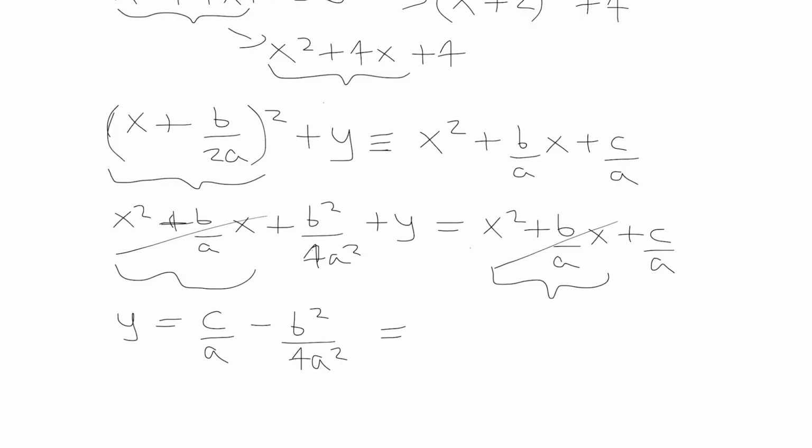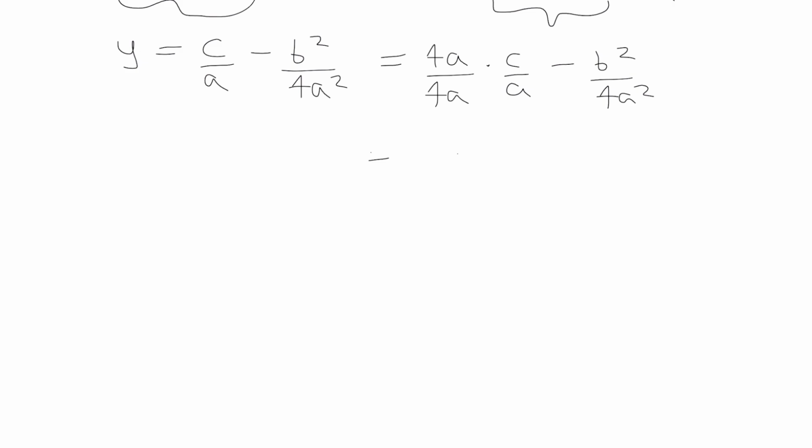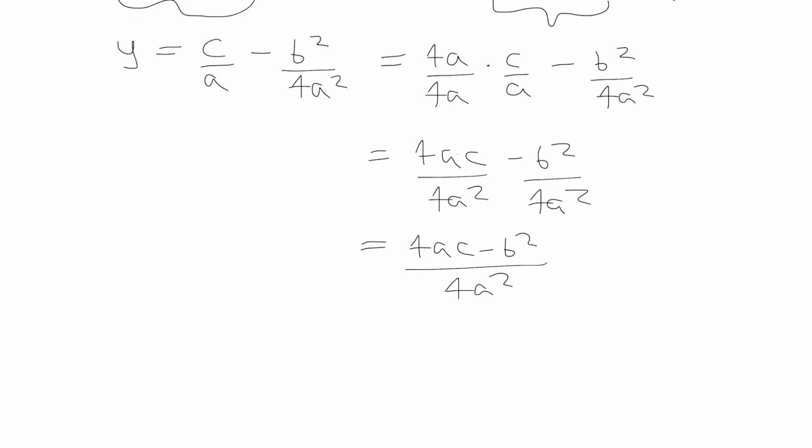So if we multiply top and bottom of c over a by 4a, let me just write that out to be explicit. So we multiply 4a over 4a times c over a minus b squared over 4a squared. This is going to give us 4ac over 4a squared minus b squared over 4a squared. And now that we have the same denominator, we can simply evaluate the numerator and we get 4ac minus b squared all over 4a squared. Just a reminder, this is our value of y.